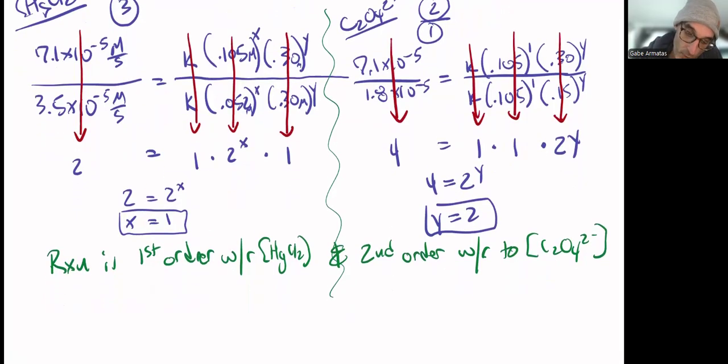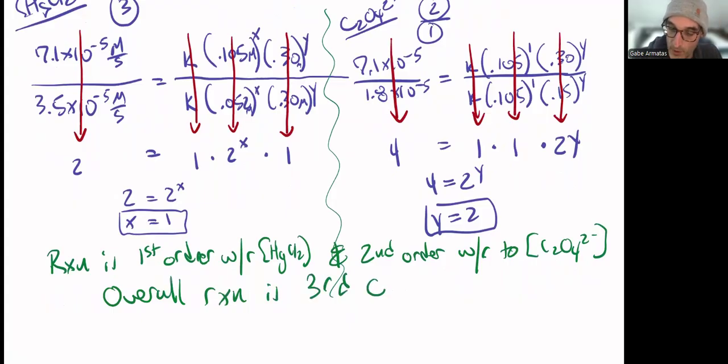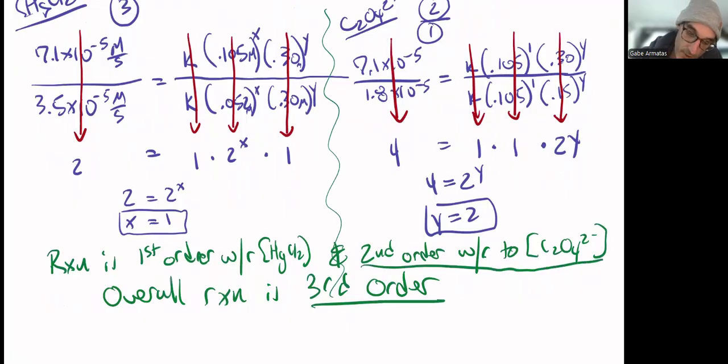All right. Overall, the reaction is, we're just going to add those two together, third order. Second order with respect to C2O4, first order with respect to HgCl2. This is A, solved.